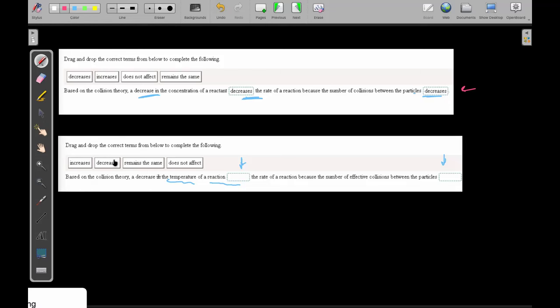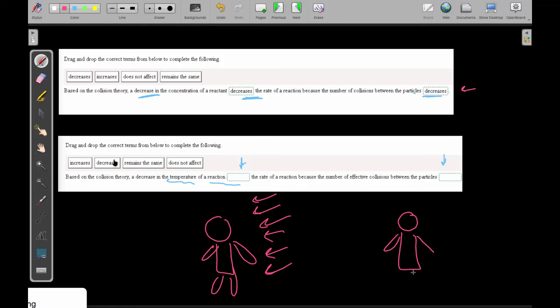Based on the collision theory, a decrease in the temperature of the reaction also decreases the rate of the reaction because this time the effective collision is less. There is a difference between collision frequency and effective collision. So we may be playing boxing with somebody and hitting someone many times. So this is too much frequency, but maybe you are not giving him the KO. So the KO is the effective collision. This is a collision which makes a reaction.